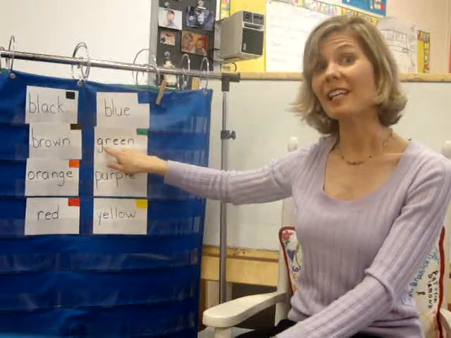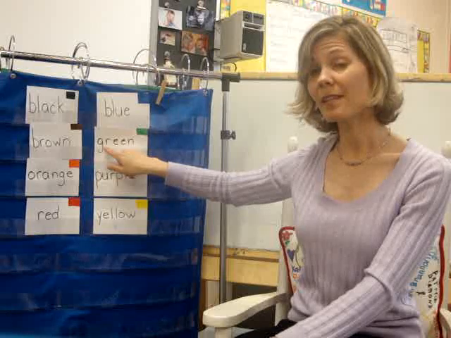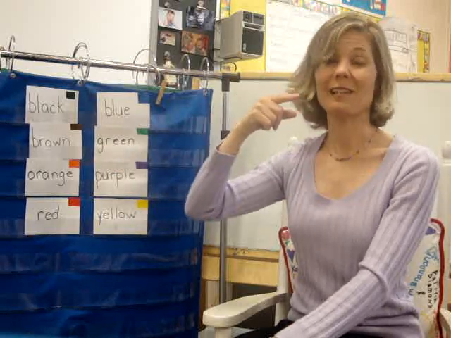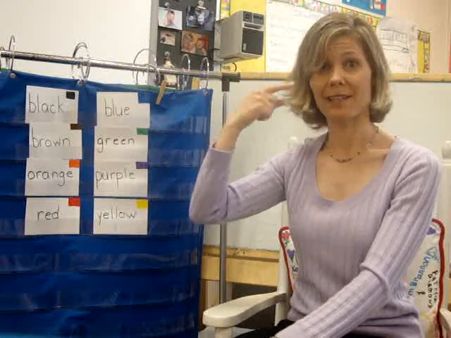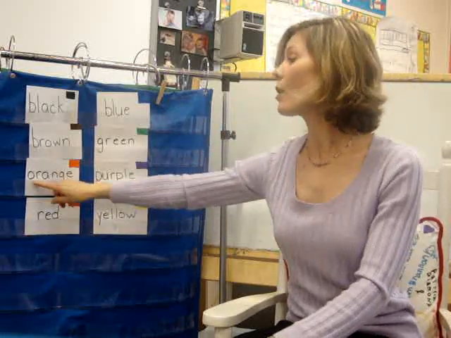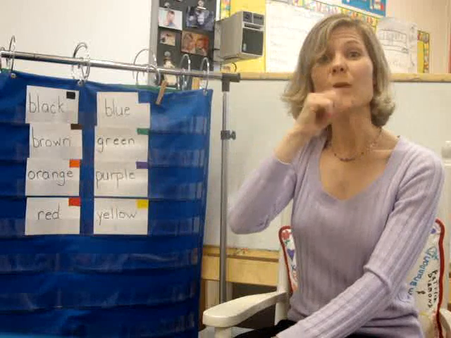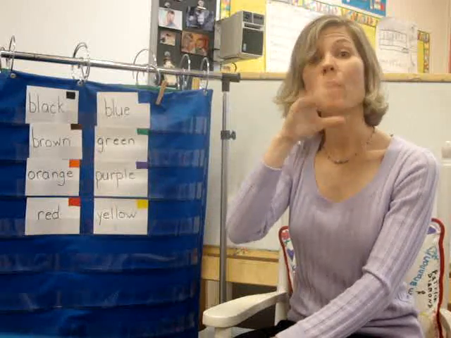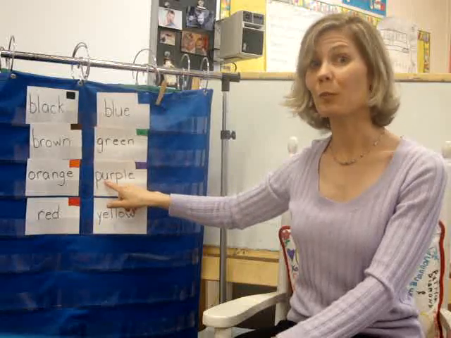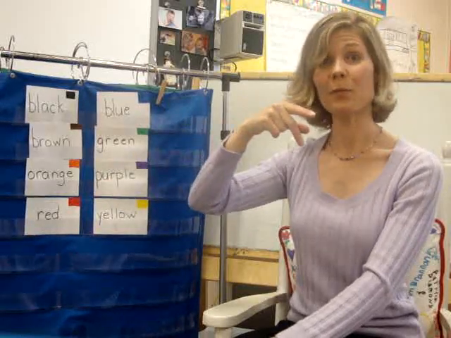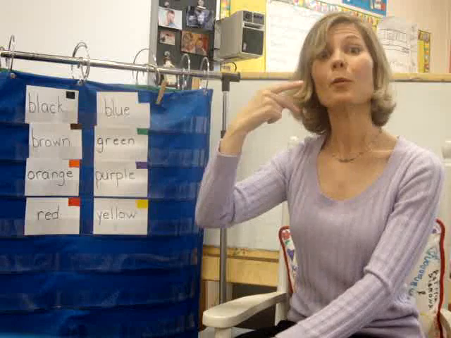Green. You can say, does anyone know what letter green starts with? G. Most likely they'd all say. You make your sign for G, and you wave it. Green. Orange. It's like you're squeezing an orange near your mouth. Orange. Purple. Purple starts with P, so you make the letter P, and then you wave it. Purple.